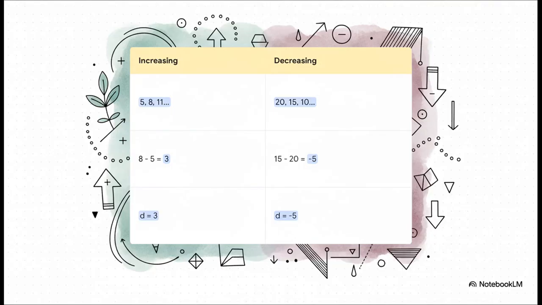Now check this out. d can be positive or negative, and it works the same way. Over on the left, the numbers are going up. 8 minus 5 is 3, so our d is a positive 3. But on the right, the numbers are going down. Now watch the math here. It's 15 minus 20, which gives us negative 5. This is so important. A sequence that's decreasing just means you're adding a negative number. The rule doesn't change at all.